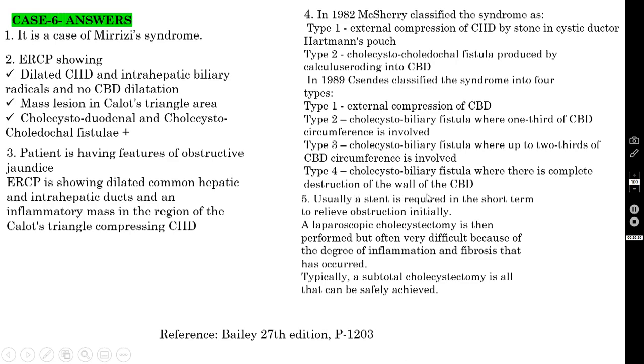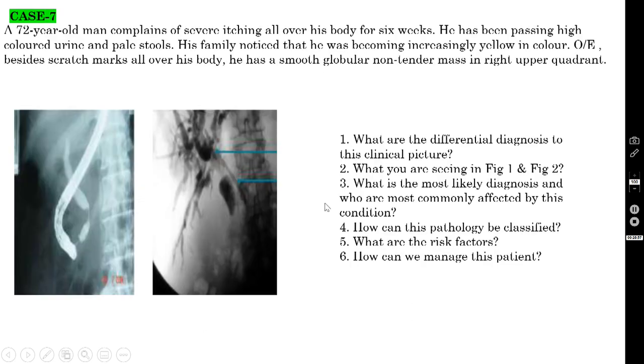Usually a stent is required in the short term to relieve the obstruction initially. A laparoscopic cholecystectomy is then considered, but doing it is very difficult, almost impossible, because of a lot of inflammation, fibrosis and a mass in Calot's triangle. So you are likely to injure vital structures. So it is better to do open surgery, or you can do only a subtotal cholecystectomy. That you can do safely without producing any injury. This is how you have to manage Mirizzi syndrome.